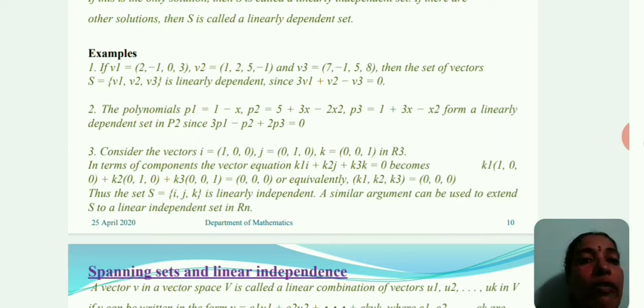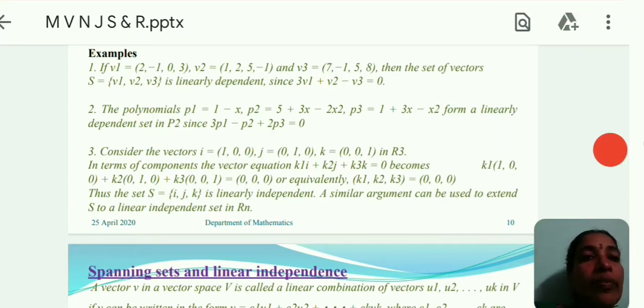What are they? v1, v2, v3 is linearly dependent, since 3v1 plus v2 minus v3 is equal to 0. Now take another polynomial example: p1 is equal to 1 minus x, p2 is equal to 5 plus 3x minus 2x square, and at the same time p3 is equal to 1 plus 3x minus x square. These form a linearly dependent set in P2, since 3p1 minus p2 plus 2p3 is equal to 0.